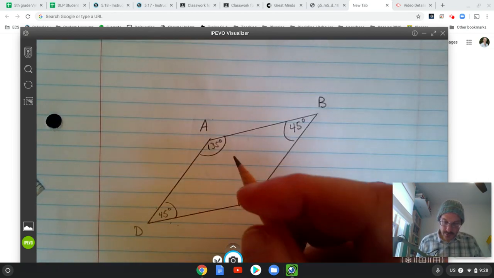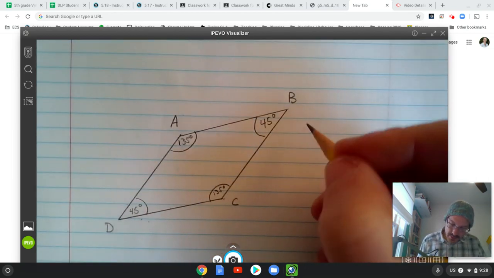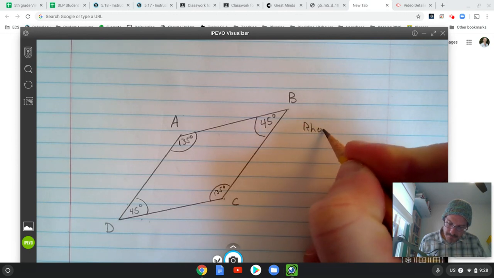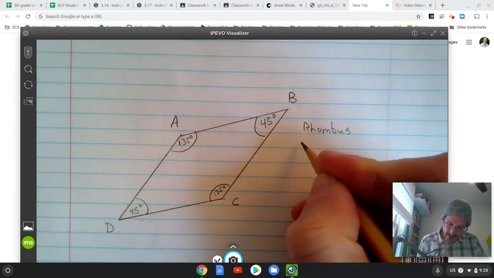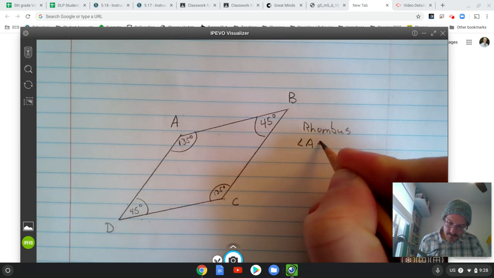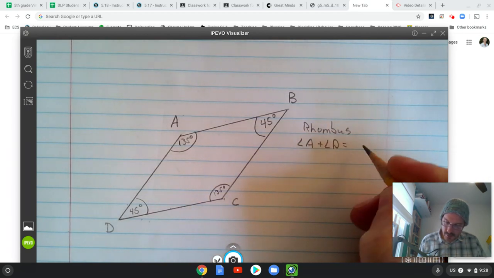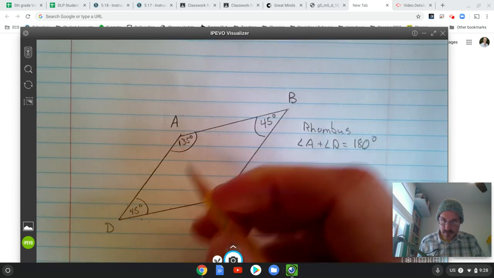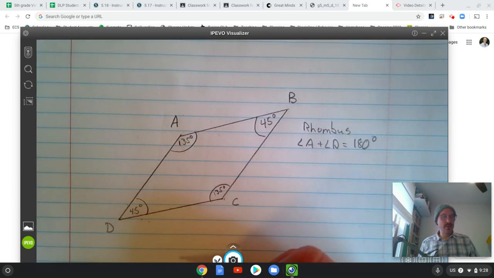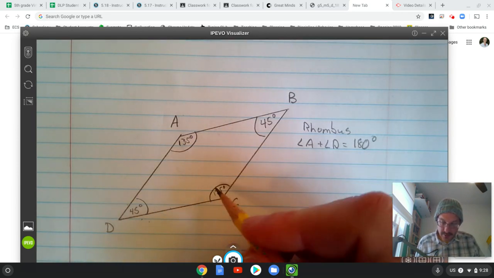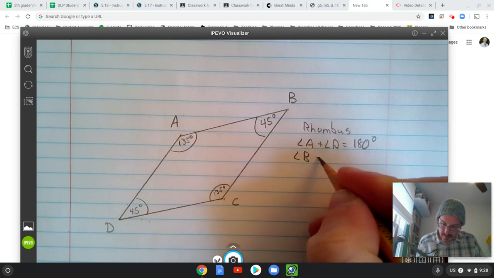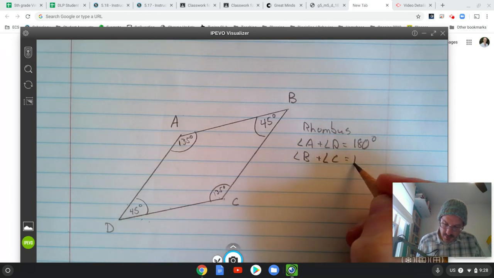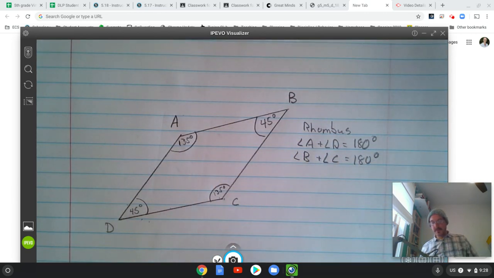All right. So in this rhombus, angle A and angle D equals 180 degrees. It's going to always equal 180 degrees. Same thing on the other side, B and C. Angle B plus angle C equals 180 degrees.